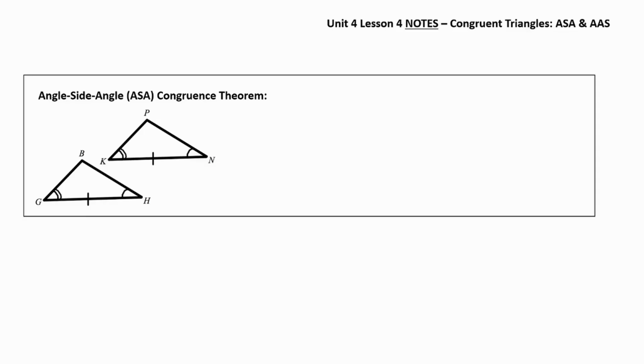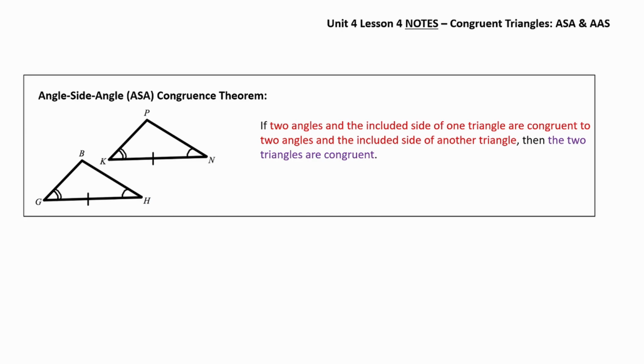Diving into our first of these two new congruence theorems. The angle side angle, or ASA congruence theorem, states that if two angles and the included side of one triangle are congruent to two angles and the included side of another triangle, then the two triangles are congruent. So our congruence statement for the two triangles to the left would be that triangle HGB is congruent to triangle NKP. When we talk about this included side, it is the side that is in between, or kind of sandwiched between, the two angles. So it's the side that will be part of both of the angles that are listed.